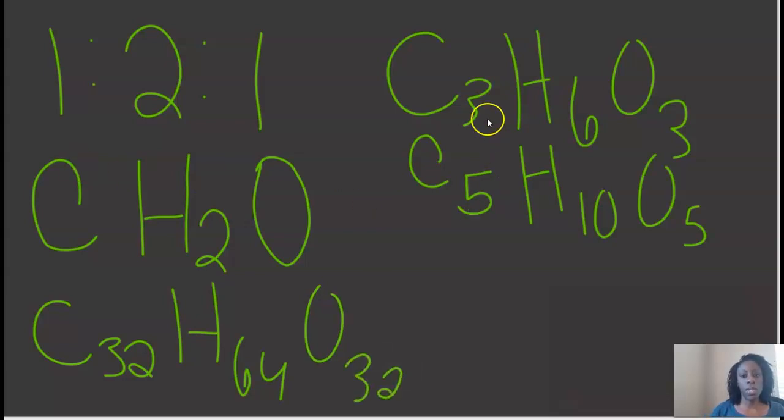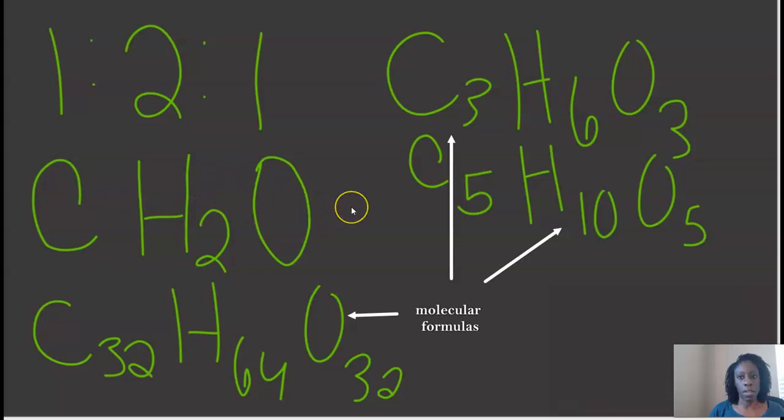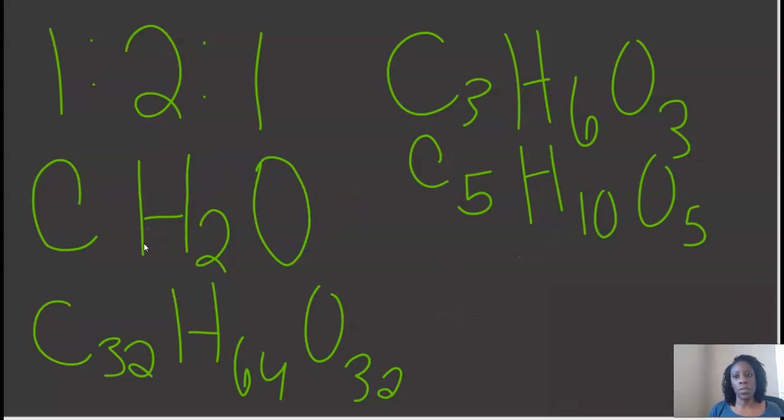So in each of these three examples, you can see we have equal numbers of carbons and oxygens, and we have twice as many hydrogens. So these three formulas and other chemical formulas for carbohydrates, formulas that are multiples of an empirical formula, are called molecular formulas. Okay, so let's run through that one more time.